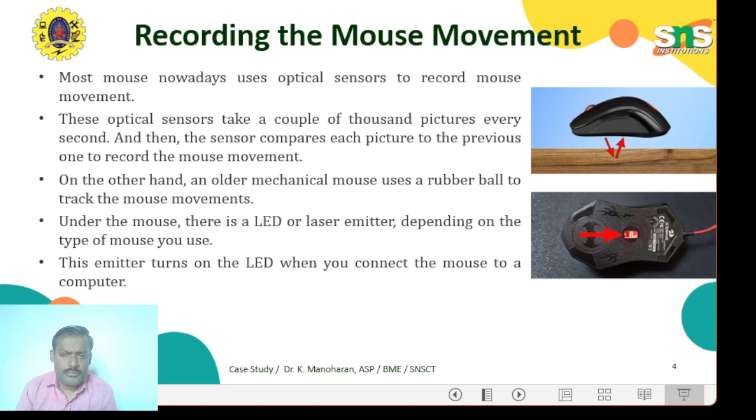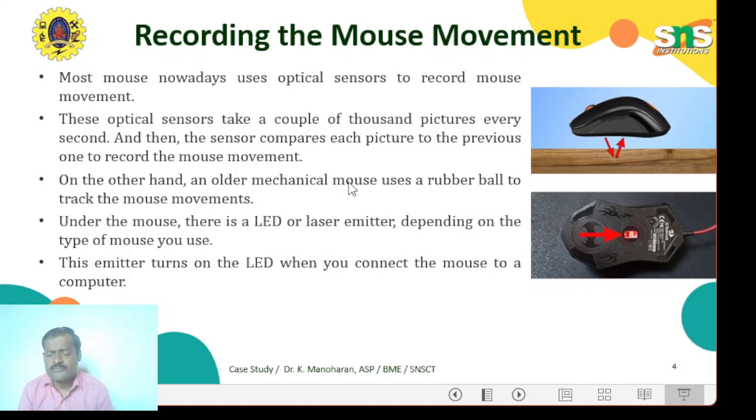Regarding the mouse movement, look at this diagram. This is the mouse diagram. We have a transmitter and a reflector. Whenever the rays pass and are reflected back to the mouse, based on the time taken, the surface will be identified and then the movement will be calculated. Most mice nowadays use optical sensors to record mouse movements. Look at this, these are optical mice.